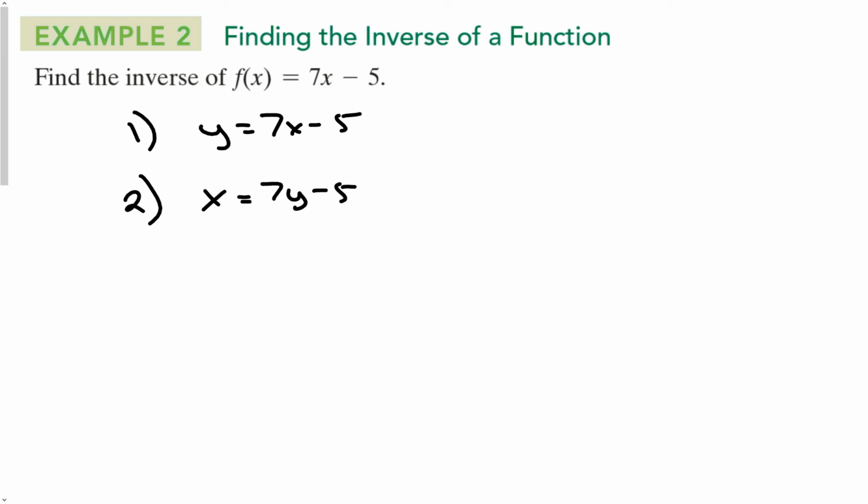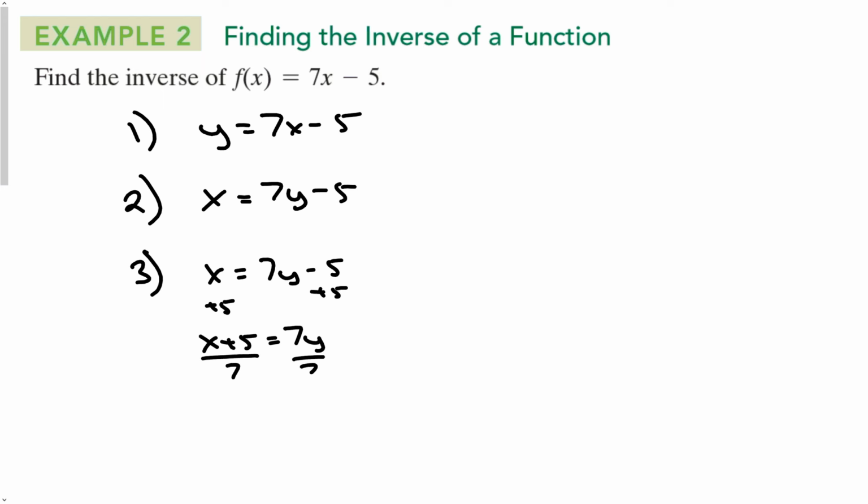Notice I didn't move any of the numbers. I'm not adding anything to both sides. All I'm doing is taking the y, switching it to the letter x, taking the x, switching it to a letter y. Okay? So step three is to solve. So we start with our equation. I'm going to add 5 to both sides to give me x plus 5 is equal to 7y, and divide out the 7.